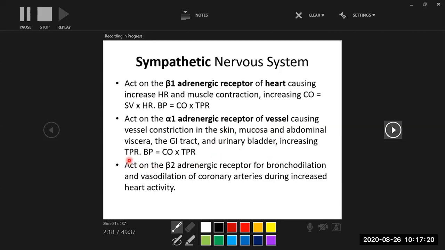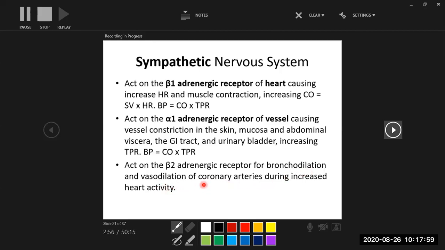They also have another effect, that is the beta-2. So it's different. It causes bronchodilation and vasodilation in the coronary artery. Why is that? Because when we are in the sympathetic mode, in the fight or flight, we basically need to breathe harder. We need more oxygen. So the function is achieved by acting on the beta-2 to cause bronchodilation. So your bronchi dilate, and you can breathe in more oxygen.